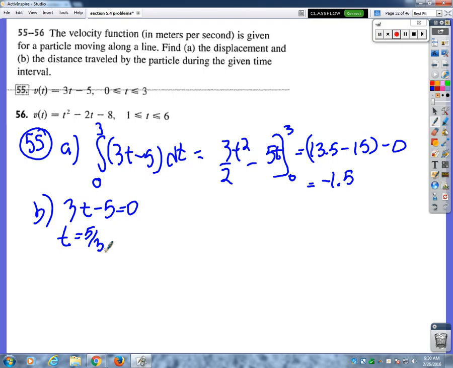All right? And so what we did is we set up 2 different integrals, one from 0 to 5/3, and the other one from 5/3 to 3. Okay, that's enough.